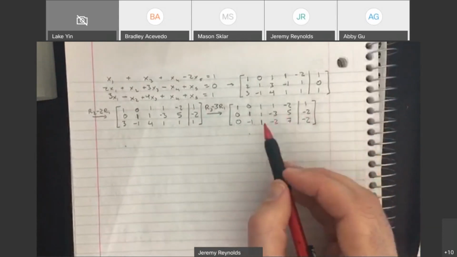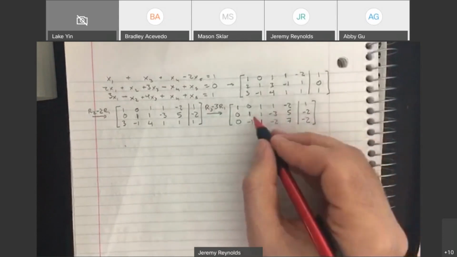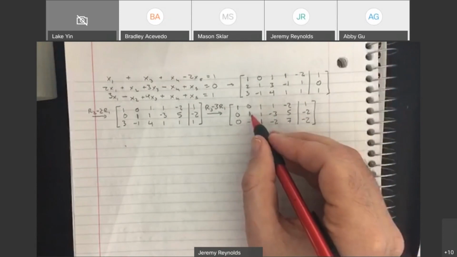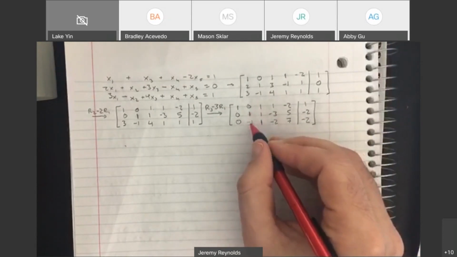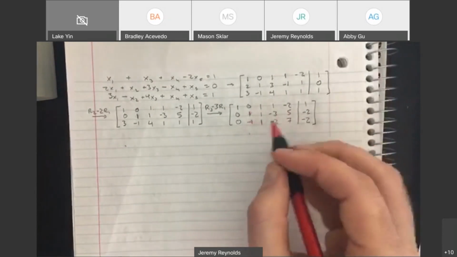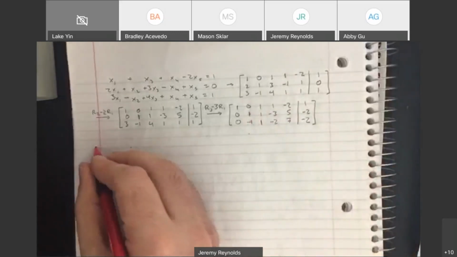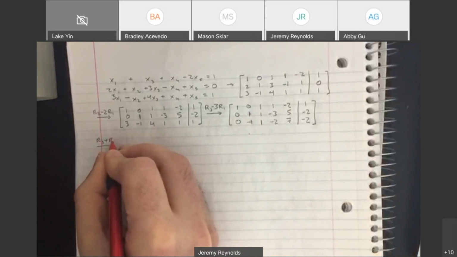In order to get it into reduced echelon form, or into echelon form, we're going to have to make sure that the leading one has no value below it. So we're going to have to get rid of this -1. So how do we do that? Let's go ahead and add row 2 to row 3. Row 3 plus row 2.